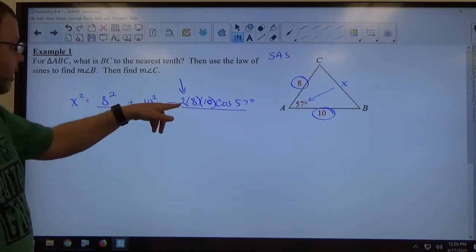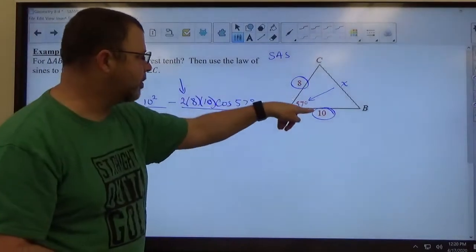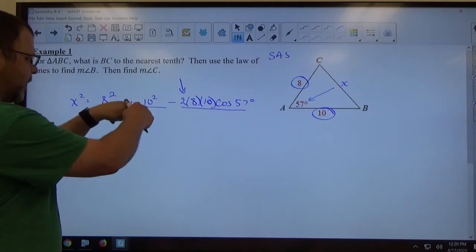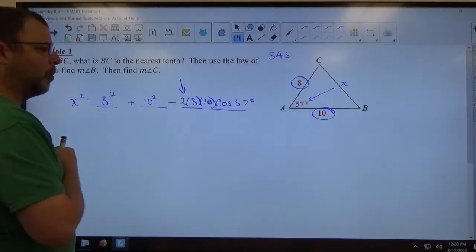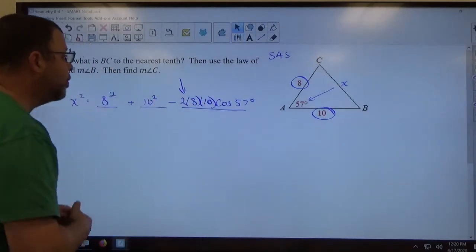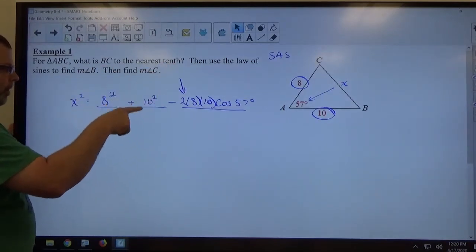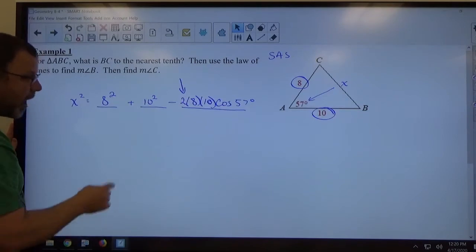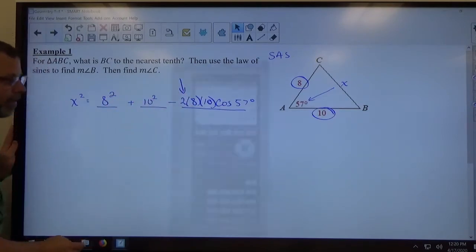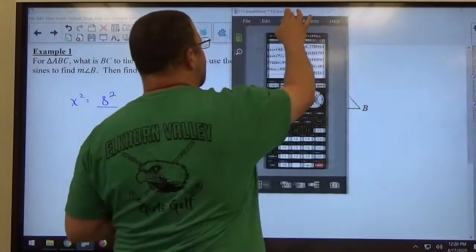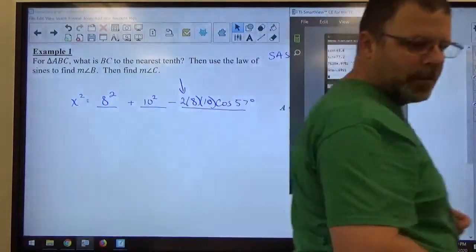The 8 and the 10 come from here. So 8 and 10 are the sides in the triangle, 8 squared and 8, 10 squared and 10, all this stuff being multiplied together. Once you write it all out, everything on the right-hand side of this is simply a numerical expression. This is x squared equals. I'm going to evaluate that. I'm going to do it in pieces here, though, just to kind of reinforce where things are coming from.